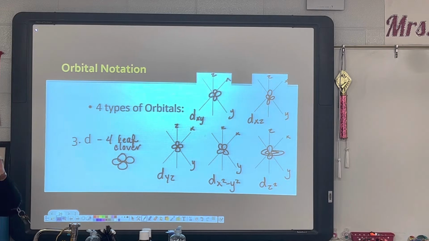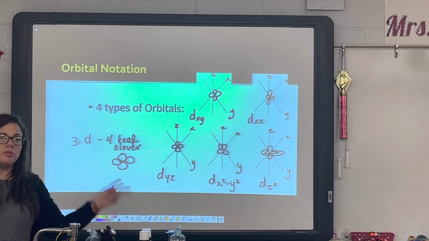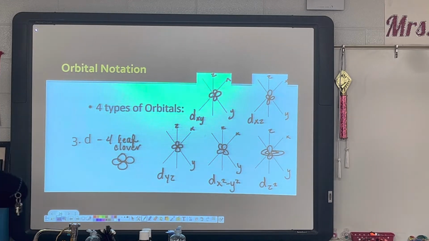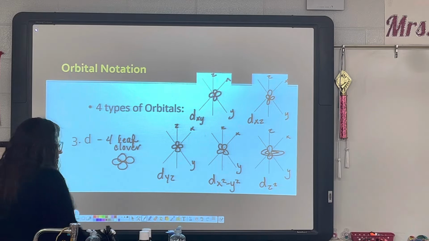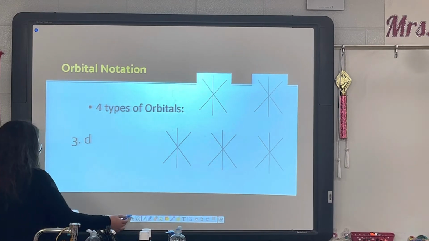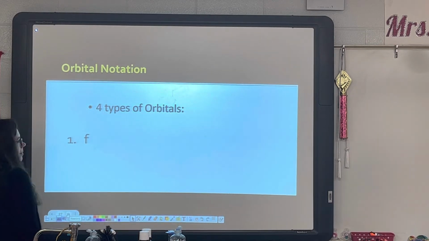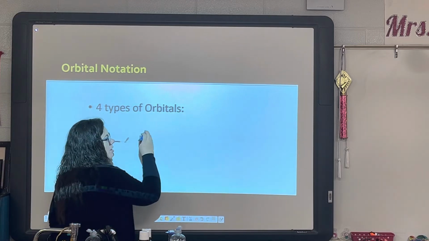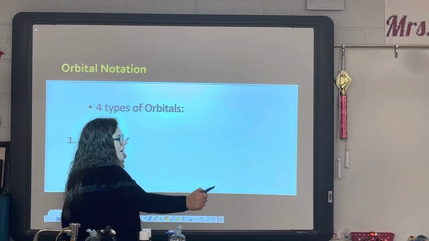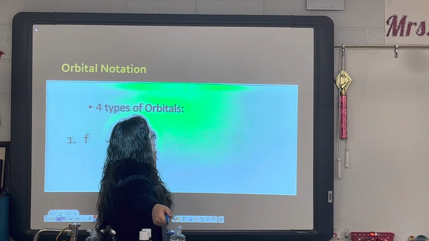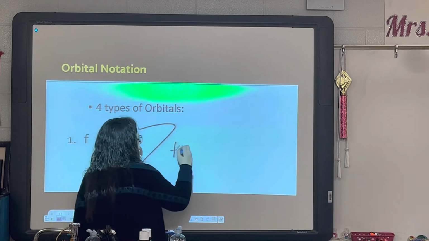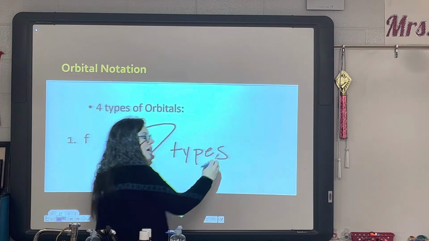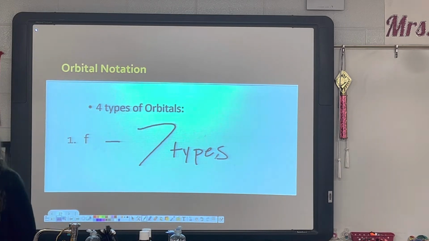So we had how many types of s orbitals? 1. How many types of p orbitals? 3. How many types of d orbitals? 5. So going in that pattern, how many types of f orbitals would you say there are? 1, 3, 5, 7. And we're not even going to attempt to draw those.